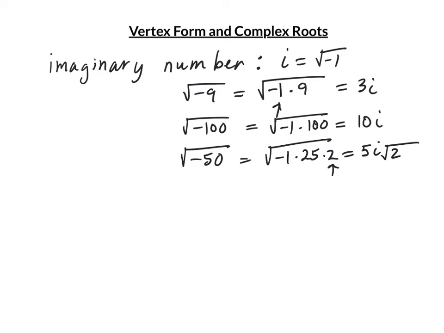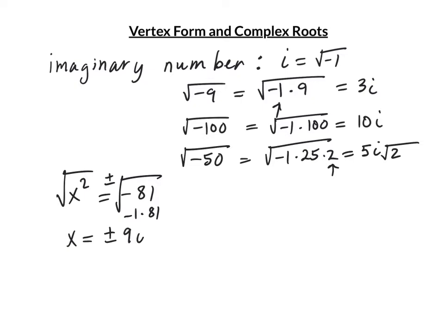We use this when solving equations. For example, if I had x squared equals negative 81, I would square root both sides. Remember that when you take the square root of a square, there are two answers normally, so we say plus or minus. And the solutions then would be x equals plus or minus the square root of negative 81. Negative 81 is negative 1 times 81. The negative 1 comes out as an i. Square root of 81 is 9. So this is plus or minus 9i.